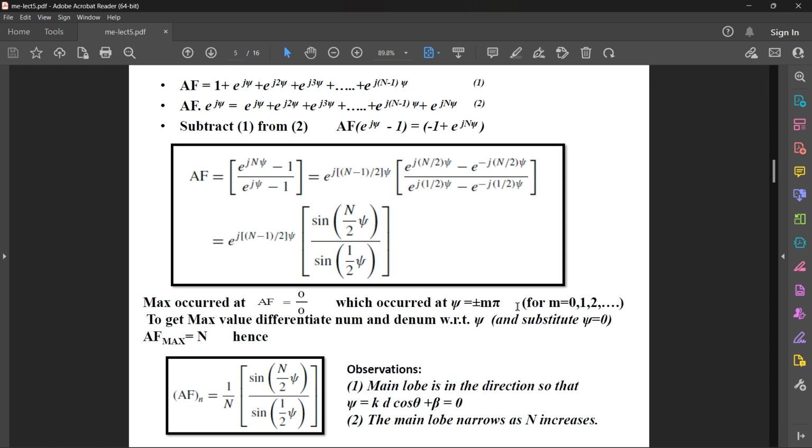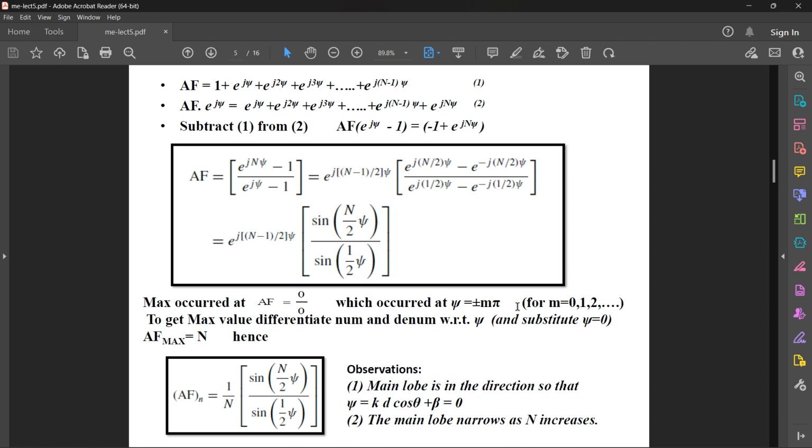This will again be written as e to the power j n minus 1 by 2 into psi into sine n by 2 into psi divided by sine 1 by 2 into psi. The maximum occurs when the derivative of the array factor is equal to 0, which occurs at psi is equal to plus or minus m pi. That is, to get the maximum, differentiate with respect to psi, that is when psi is equal to 0, maximum array factor has been achieved. So the array factor for n elements has been given as 1 by n into sine n by 2 psi divided by sine 1 by 2 into psi.